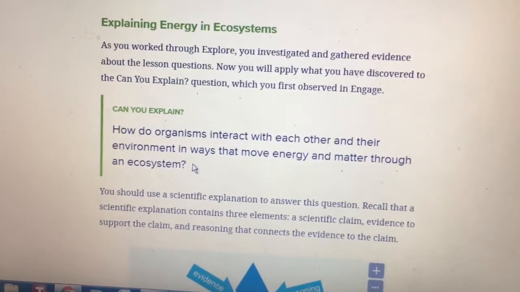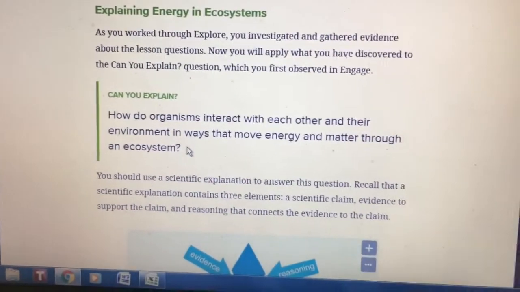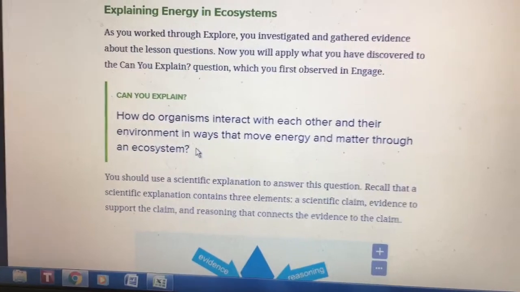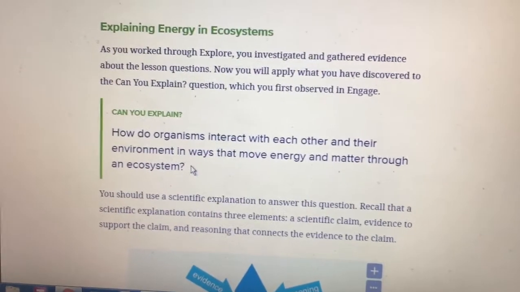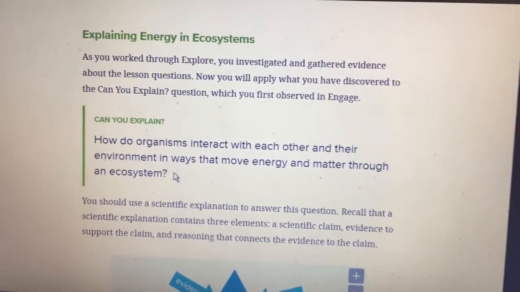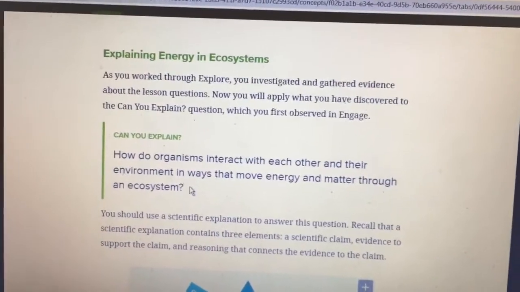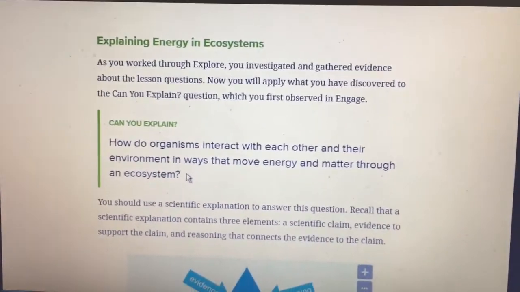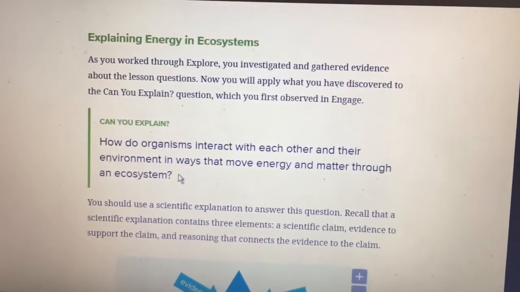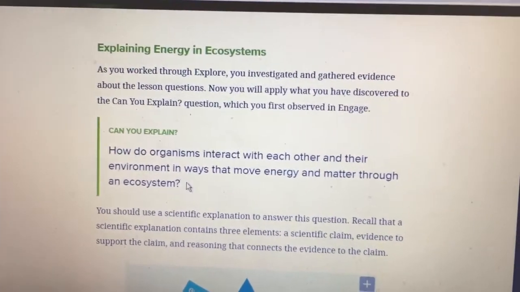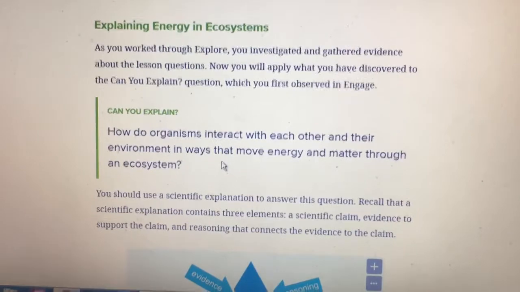So now what you're going to do is take evidence, and you can go back to the Explore tab to find pieces of evidence to help you answer this question. And it's how do organisms interact with each other and their environment in ways that move energy and matter through an ecosystem. And every concept will have an explain section, with a question very similar to this, and that will be one of the assignments towards the end of the week. It's a way for me to assess how much you have learned from the concepts, okay?